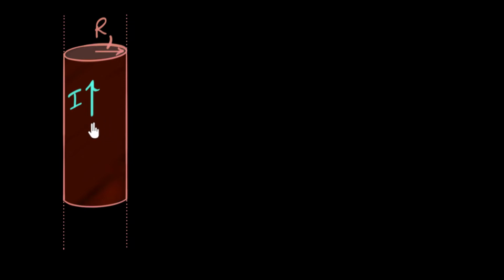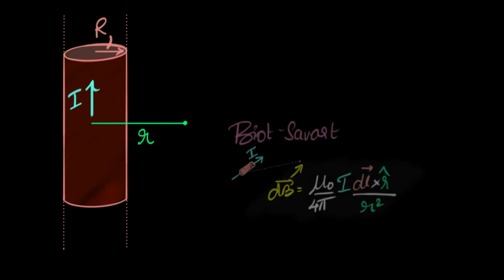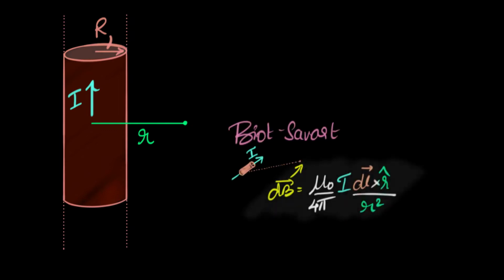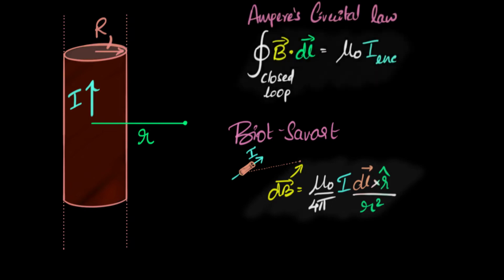So let's say we want to calculate the magnetic field at some distance r at this point. The question is, how do we do this? Well, we have seen two laws that help us calculate magnetic field due to current. One is called the Biot-Savart Law, and the other one is Ampere's circuital law.